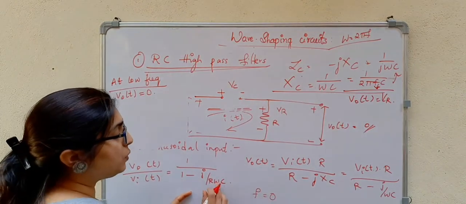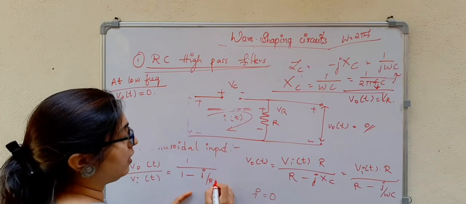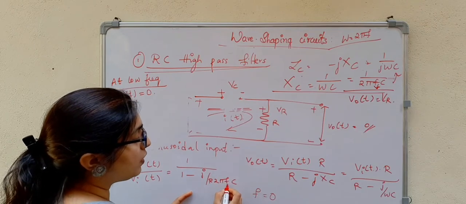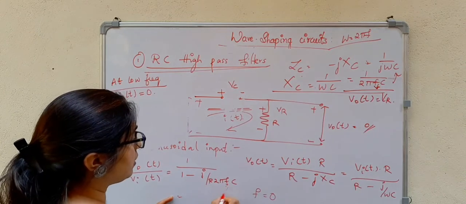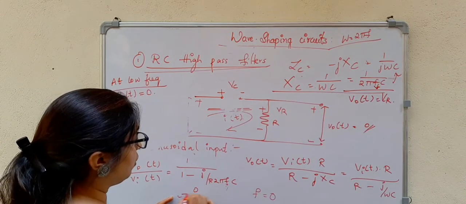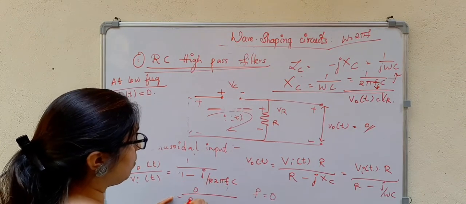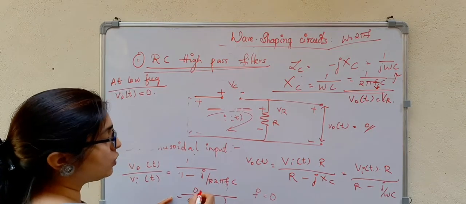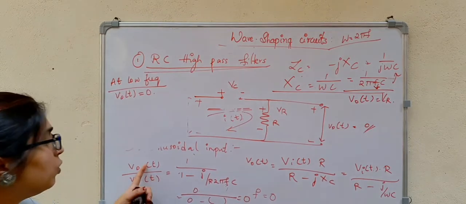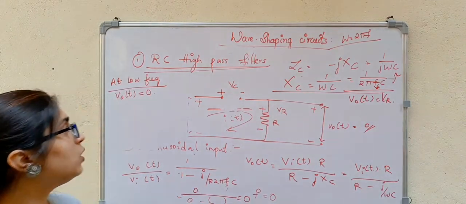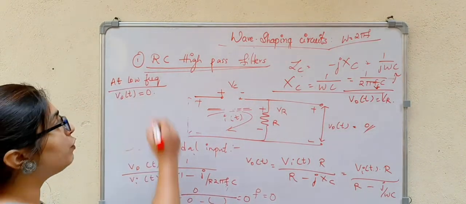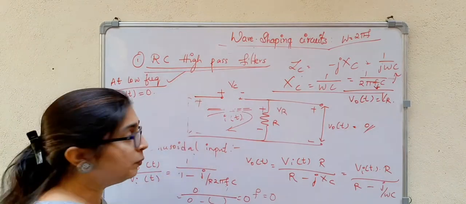F is equal to 0 means this is 2 pi Fc, right? So if this is 0, now what happens? When it goes to the numerator, it is 0. So obviously this is 0, right? So output is equal to 0 into VIT. That means output is equal to 0 at F is equal to 0. So at low frequencies, output is equal to 0.